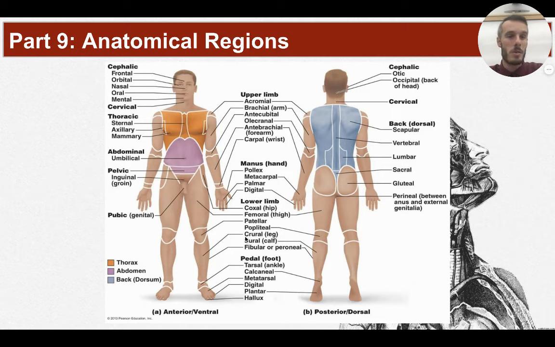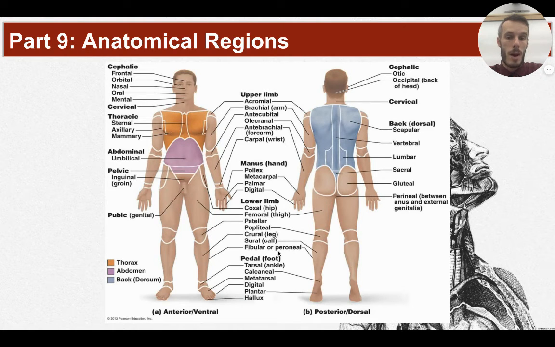So S goes with C. So the shin is crural and the calf is sural. So just remember that it's not CC and it's not SS, it's C plus S. So whichever one it is, it's going to have the opposite letter for the term. Hopefully that made sense. Now the outside of the lower portion of your leg is called the fibular.